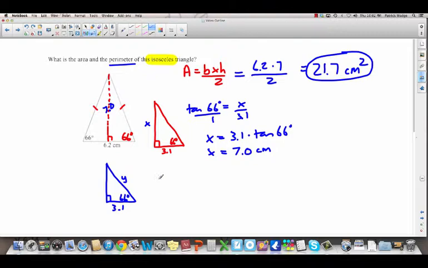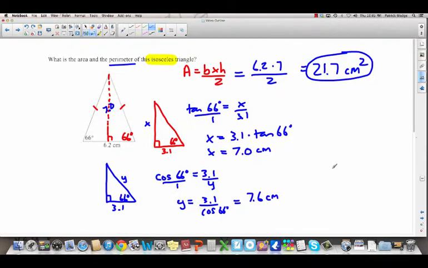Which ratio is adjacent and hypotenuse? Cosine. Cosine of 66 degrees equals adjacent, which is 3.1, over hypotenuse, which is y. Notice this is the one where you have the y on the bottom, the variable on the bottom. So it's going to switch places with the cosine 66. So y equals 3.1 over cosine 66 degrees. And if you put that in your calculator, you're going to get 7.6 centimeters.